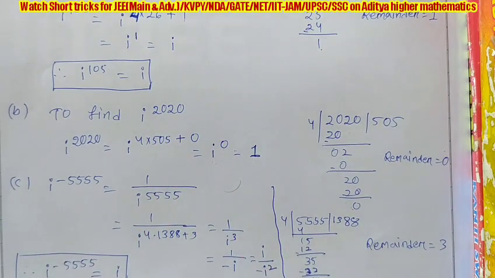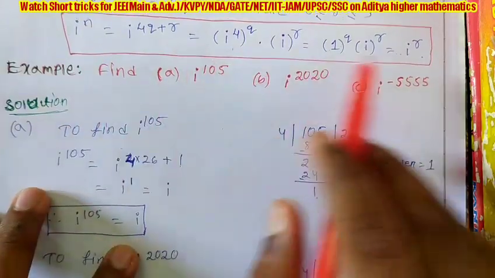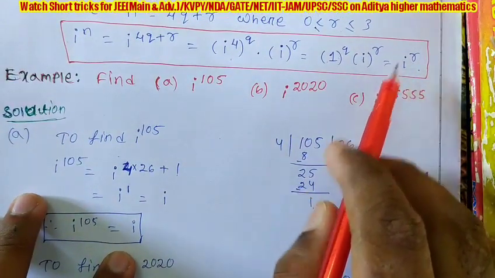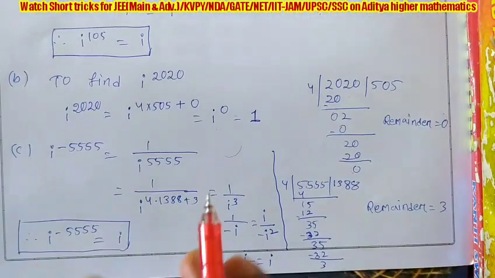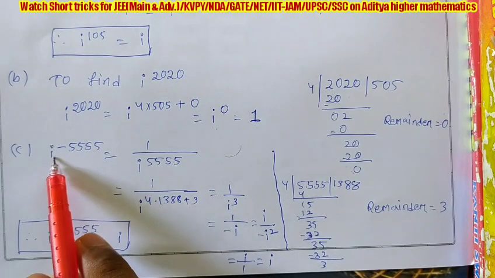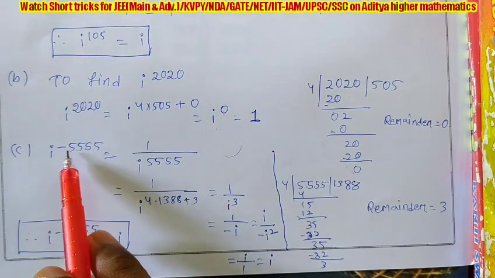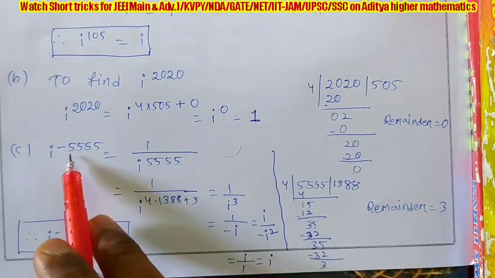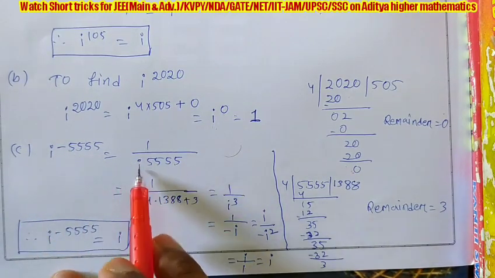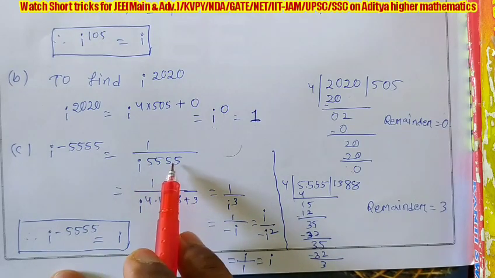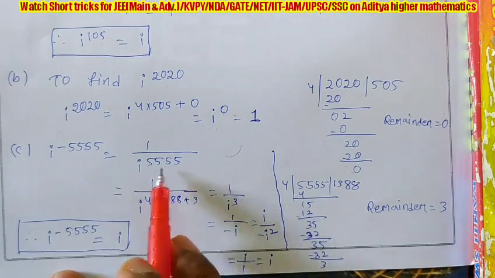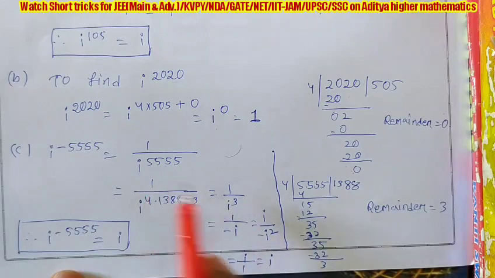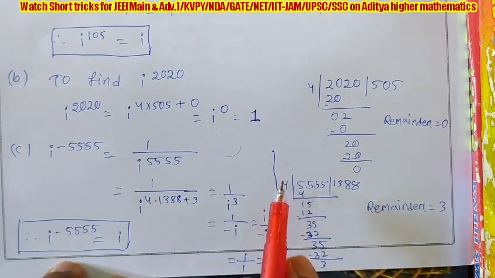For finding any big power, you can use what I told. Then you can solve in a few seconds. Now the special case: how to do it for negative powers. Whatever the negative power, you know that it is the reciprocal of the positive power. That means you can write 1 by the positive power, and after that follow the same process that we have done. That means divide that number by 4.